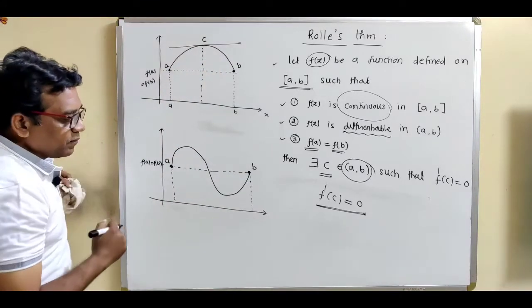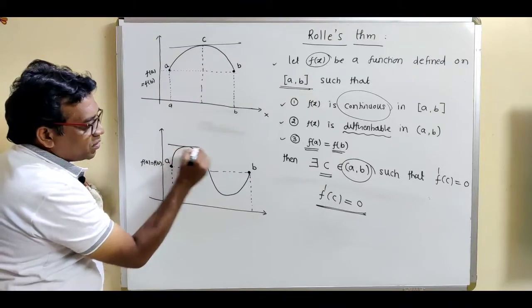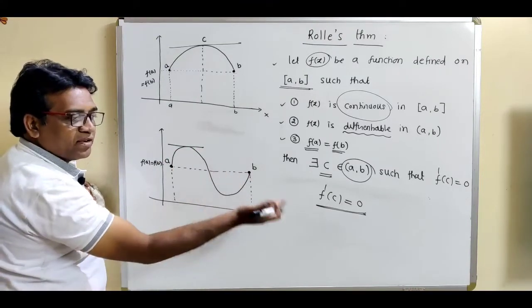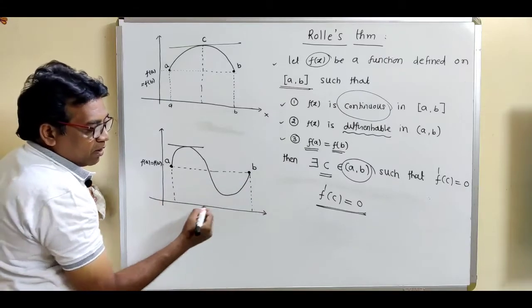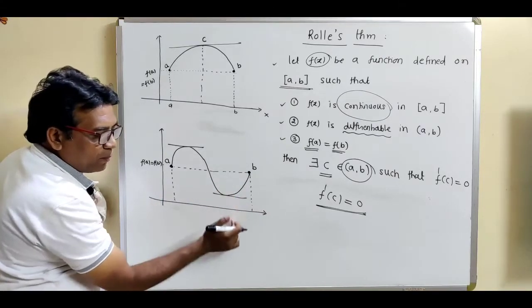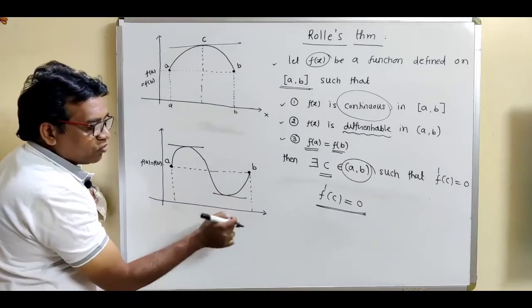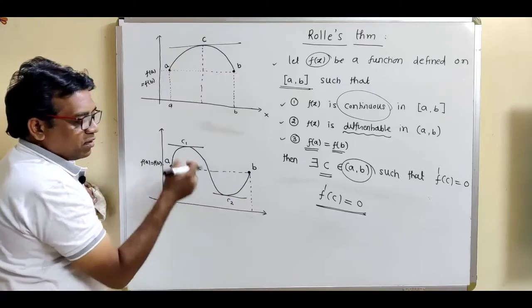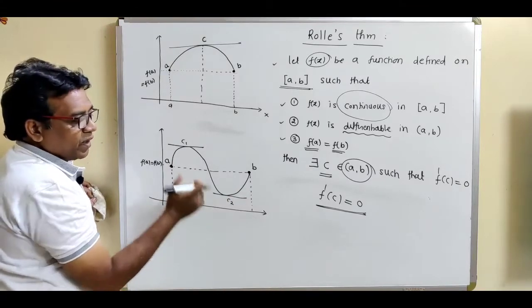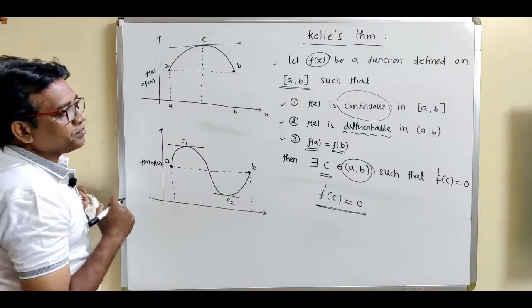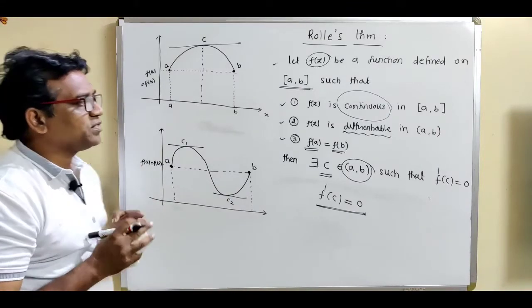Now for this curve, this is the tangent parallel to the x-axis. So obviously the slope of the tangent should be 0. For this point, we can also plot this tangent. This is again parallel to the x-axis. So for this graph, there are 2 points C1 and C2 at which we can say that the slope of the tangent is 0. So see, what is the statement of Rolle's theorem?